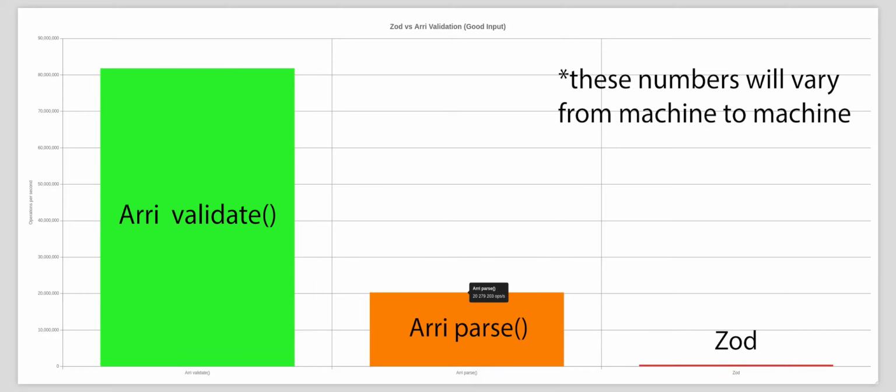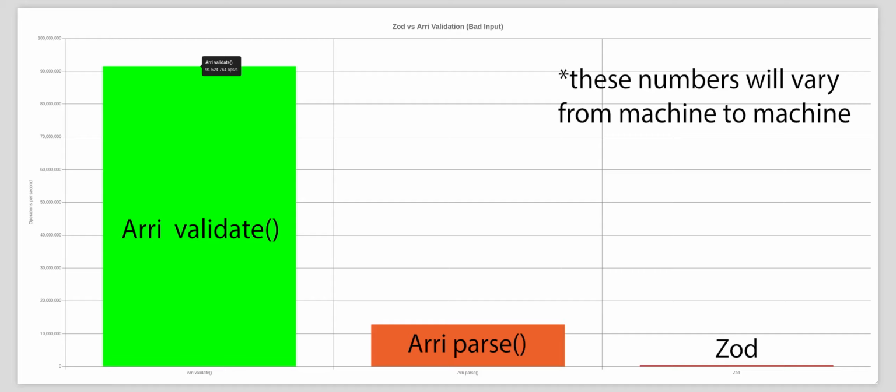Now, this is when the input matches the schema. When the input does not match the schema and it fails validation or parsing, the results are even more pronounced. Zod gets slower with about 300,000 operations a second. Arri running validate gets faster. Now it's going 91.5 million operations a second. That's more than 250 times faster than using Zod.